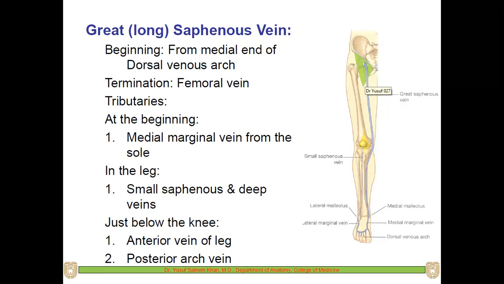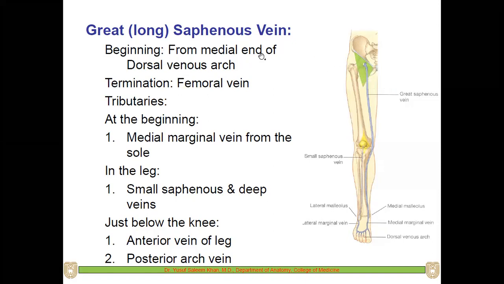This is the longest vein in the lower limb, and it begins from the medial end of the dorsal venous arch. If you see here, there is a venous arch, just like in the upper limb. We saw the dorsal venous arch in the hand. Similarly, we have a dorsal venous arch on the dorsum of the foot also. This is the dorsal venous arch where all the small veins open. Then it continues from the medial side as the great saphenous vein, till it opens into the femoral vein.